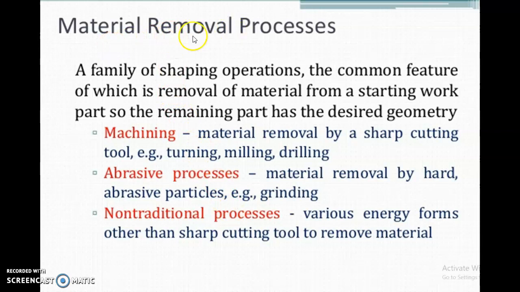Material removal process: a family of shaping operations, the common feature of which is removal of material from a starting workpart, so that the remaining part has the desired geometry. What they are saying is that from a workpiece we are going to remove the excess material, so the remaining part will be the required geometry, that is, the required shape. To get a required shape you will be removing the excess material from the workpiece.